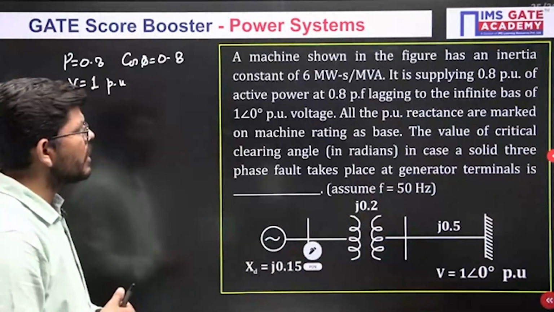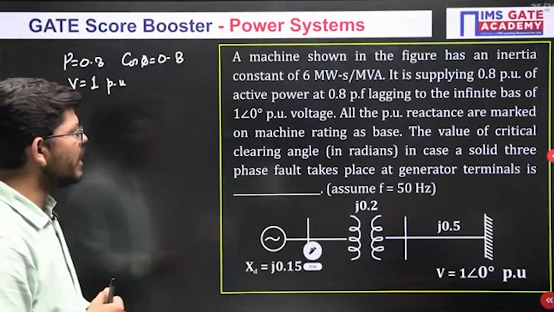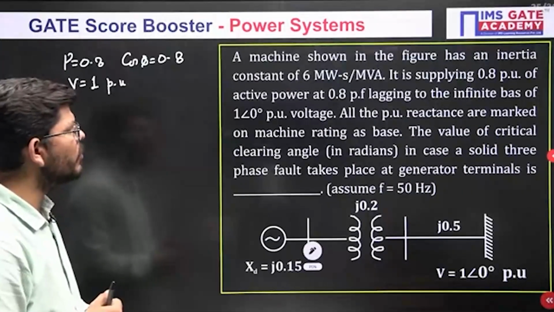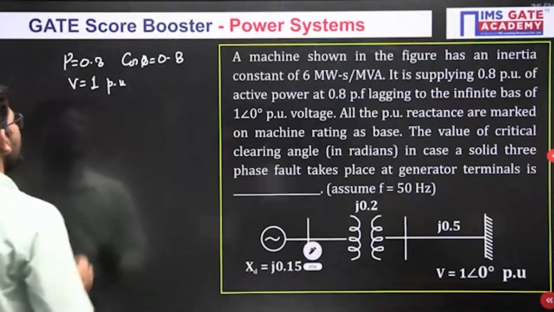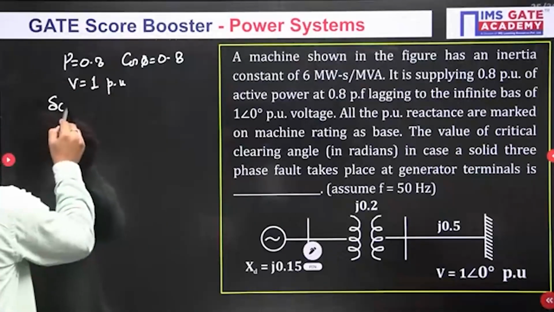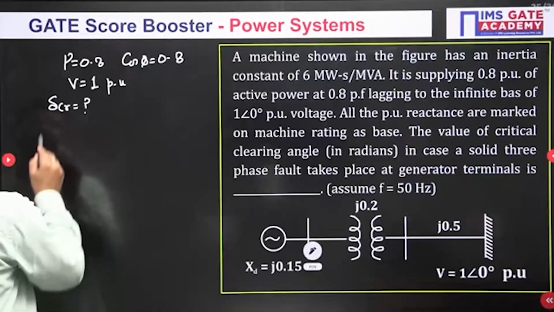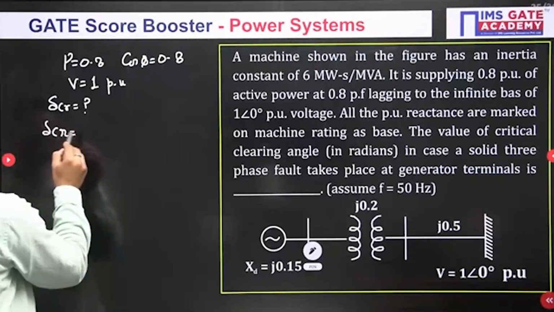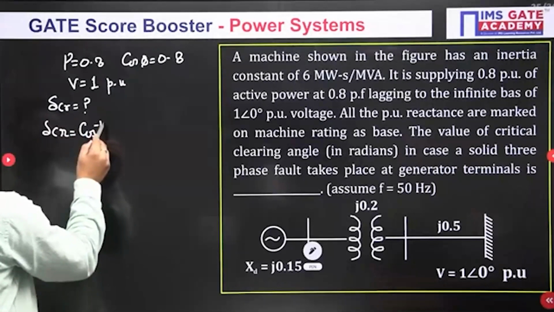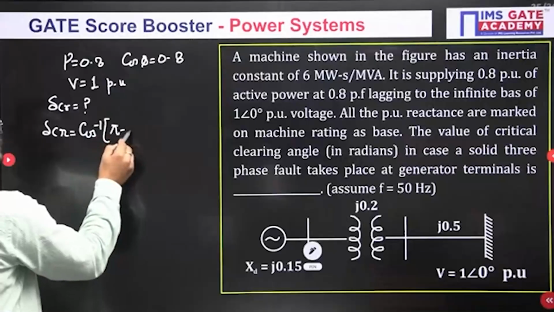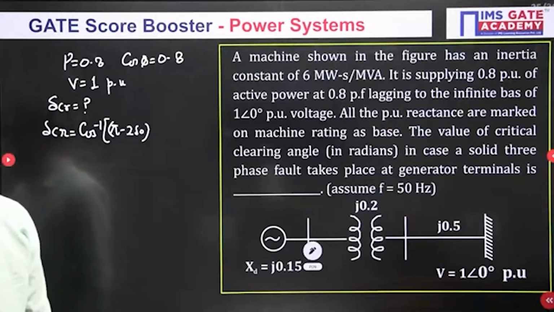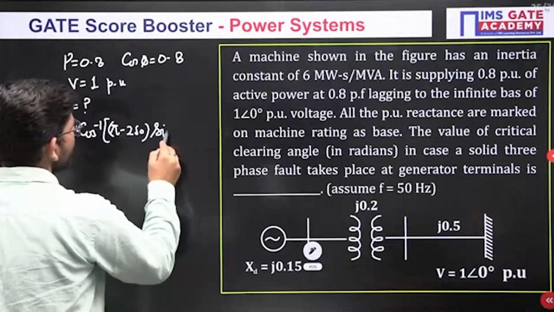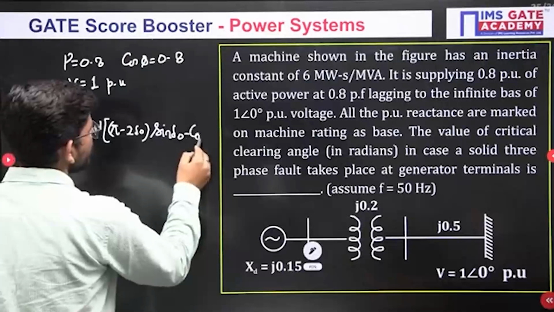The value of the critical clearing angle in case of a solid 3-phase fault taking place at the generator terminal will be what? We have to calculate the value of del CR here. The formula of del CR for a solid 3-phase fault is cos inverse of (pi minus 2 del naught) cos del naught plus sin del naught.